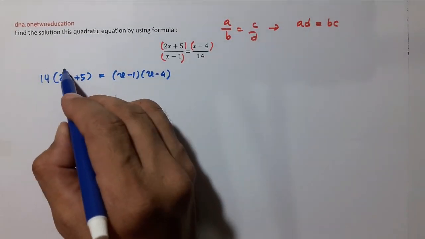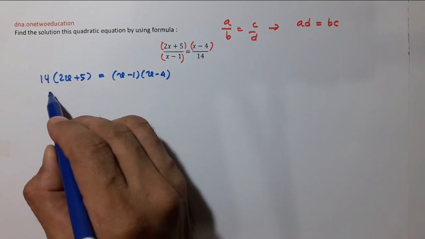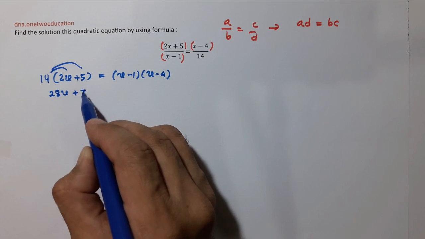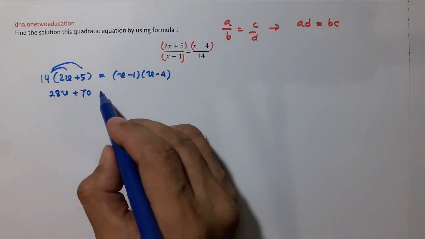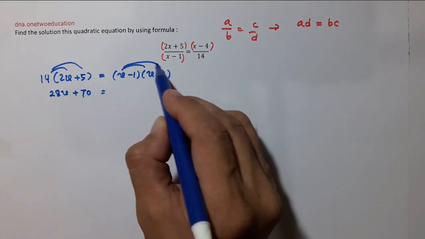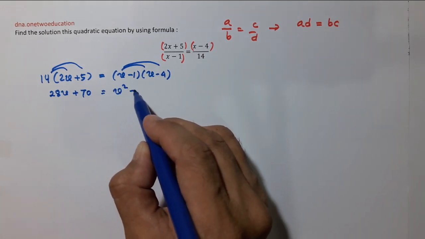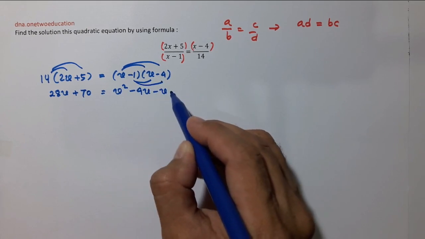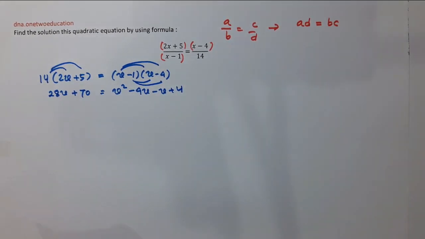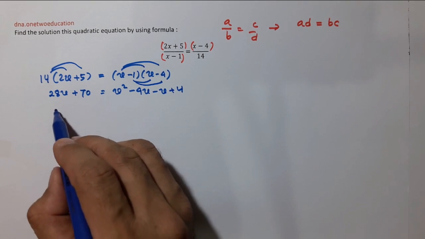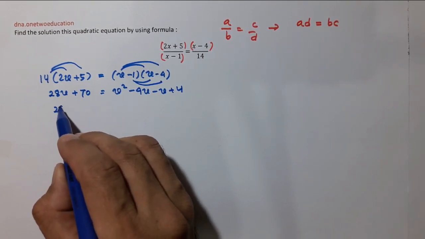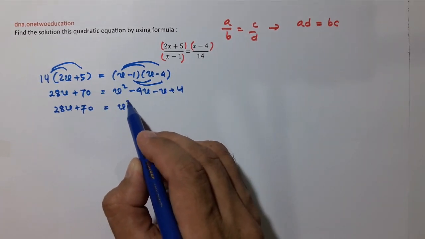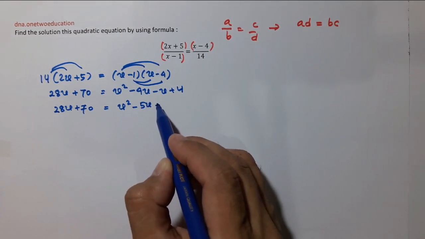Next, this one is distribution: 28x here, and then here, plus 70, equals this one again, x squared minus 4x, and this one, minus x, and this one, positive 4, right? Okay, very easy. Next, so 28x plus 70 equals x squared minus 5x plus 4.